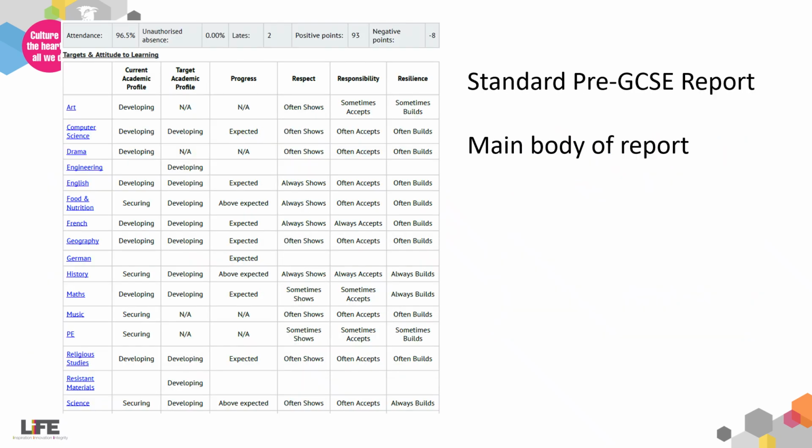So the reports, our standard reports, look like this. There's an awful lot of information there, so I'm going to try and pull it apart bit by bit just to explain what the various bits mean and how you can interpret it to decide how your young person is getting on at Ashby School.